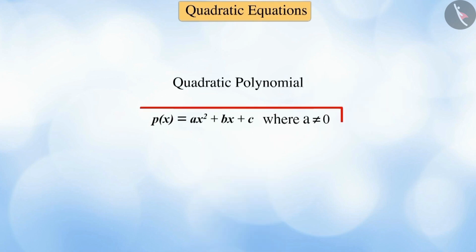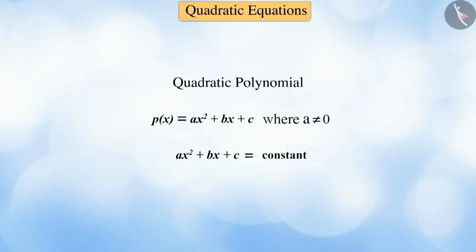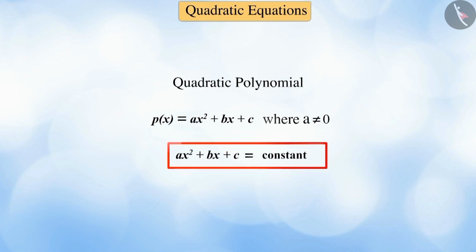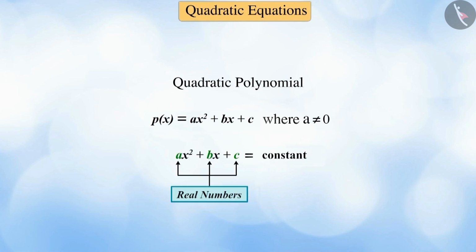Consider the quadratic polynomial p(x) equal to ax to the power 2 plus bx plus c. When this quadratic polynomial is equated to a constant, this polynomial gets converted into a quadratic equation. Here, a, b, c are all real numbers and a can never be zero. So based on this conclusion, let's try to understand quadratic equations.